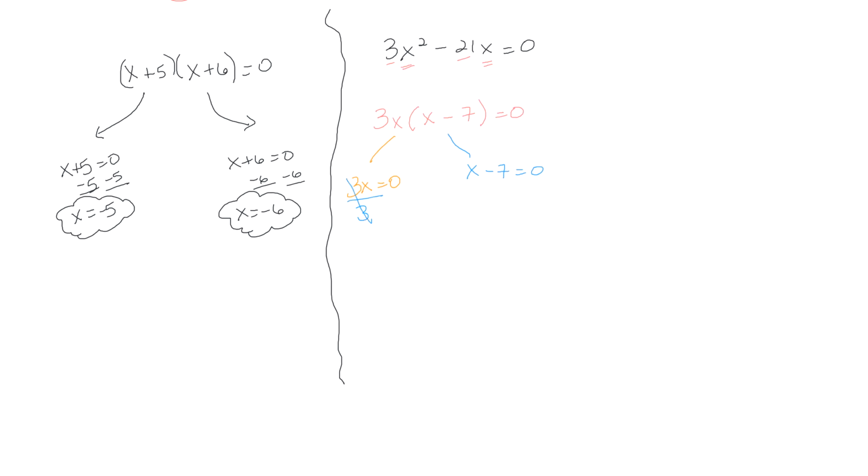Three x equals 0, and because remember I'll have two answers because my exponent is a 2. And x equals 7.